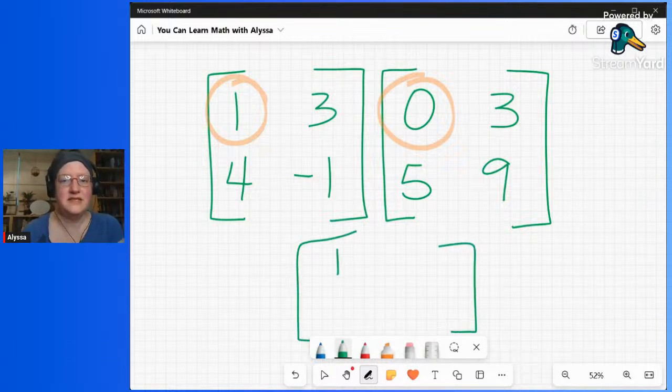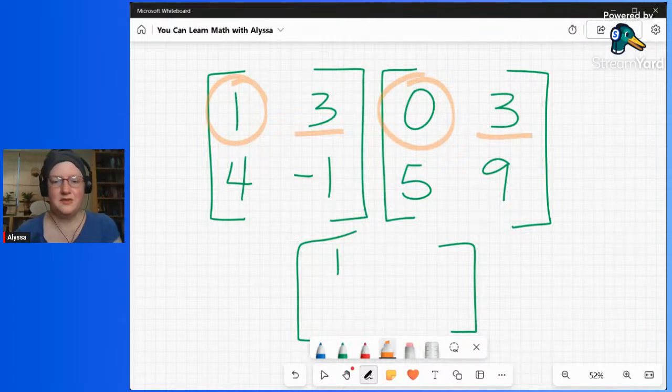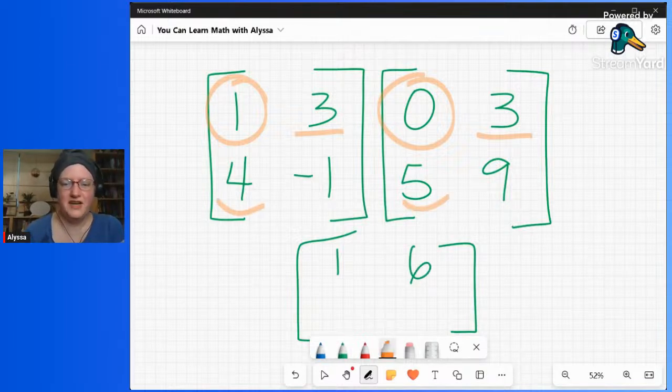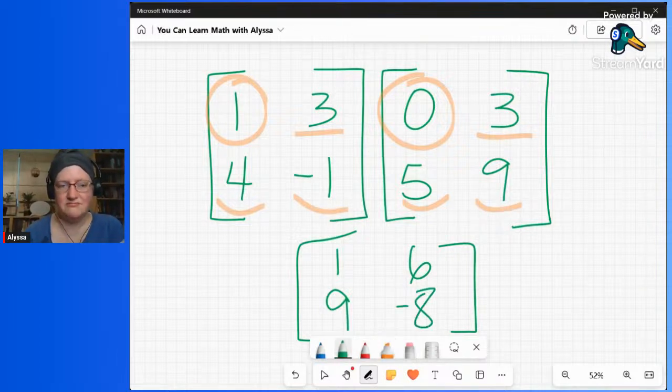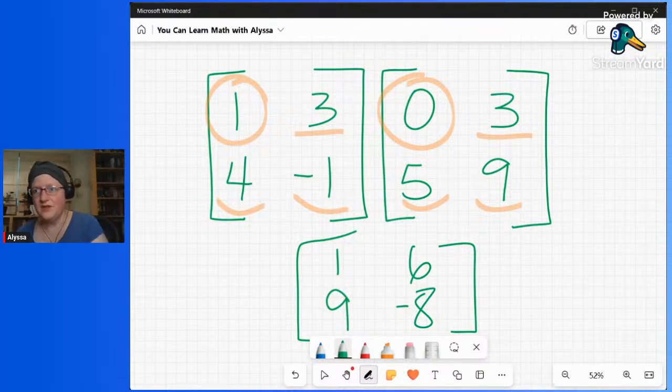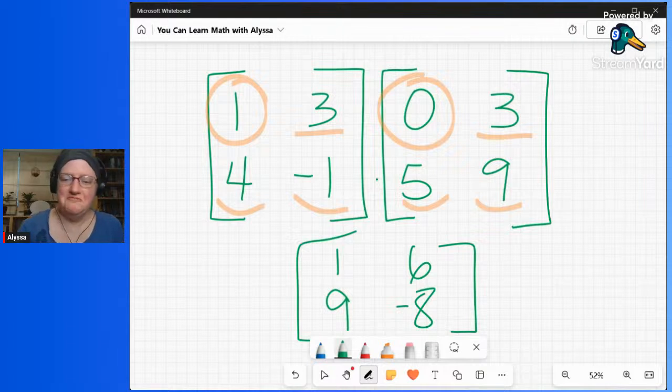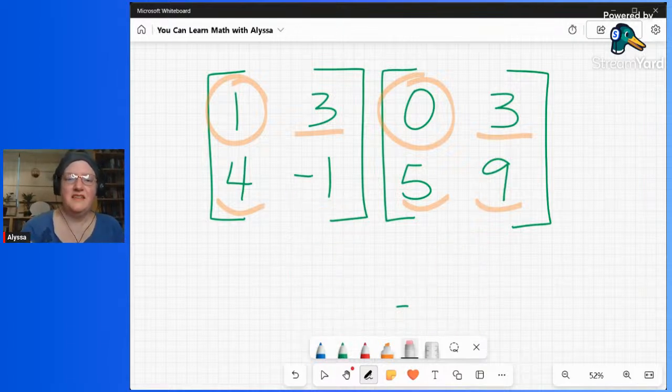1 plus 0 is 1. Then upper right, same row, same column in both of these matrices. 3 and 3 is 6. On the bottom, 4 and 5. 4 plus 5 is 9. Negative 1 and 9. Negative 1 plus 9 is 8. That's it. Same if you're subtracting. You just subtract each point all the way along. It's okay. So far, so good, right? Right. Okay.